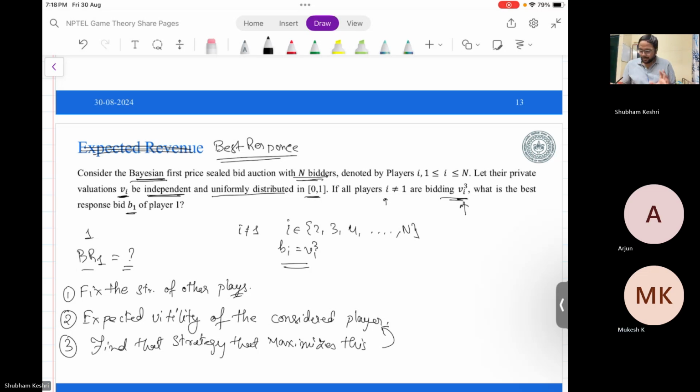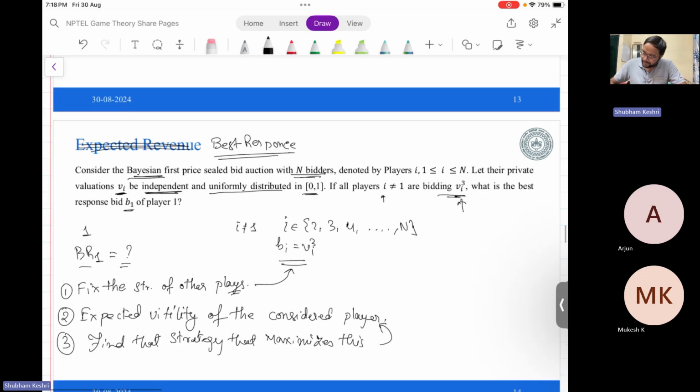Okay. Right. So we will follow these steps only. How we will do that might change, but the steps will remain the same. First, fix the strategy of the other players, obtain your utility, and find that strategy which maximizes your utility. All right, this is all we will do. So you see, the first step is already done. We are fixing the strategy of all the other players as Vi cube. By the way, a similar problem has been given in your assignment. So I might not solve this fully. I'll give you the steps to solve this. All right. So this is the strategy of the other players.